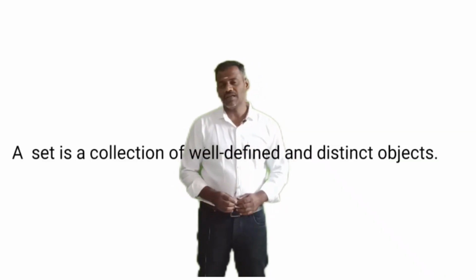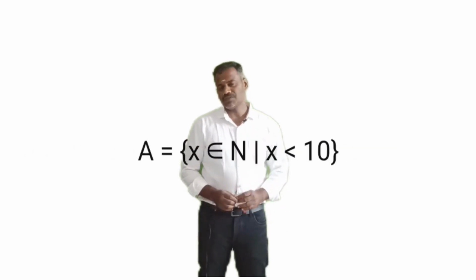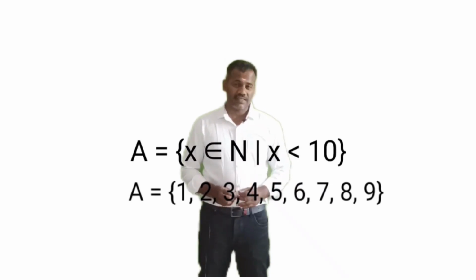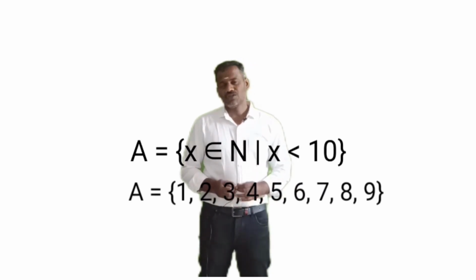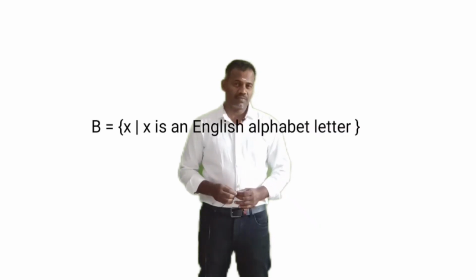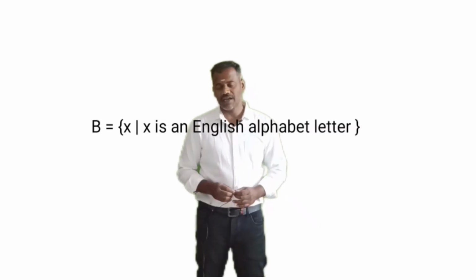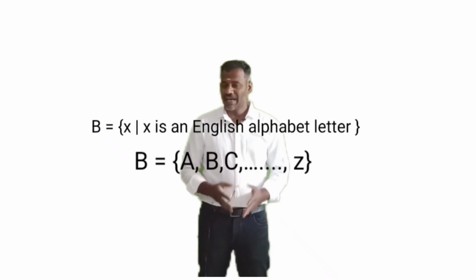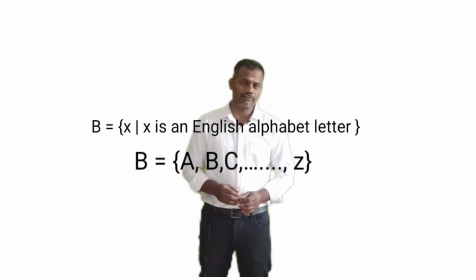Let's see an example. Set A as natural numbers less than 10, and we can say it easily: 1, 2, 3, 4, 5, 6, 7, 8, 9. So this is well-defined. Suppose set B as English alphabets, and we know it easily, A to Z. So how many are they? There are 26, and this is a good example for well-defined.